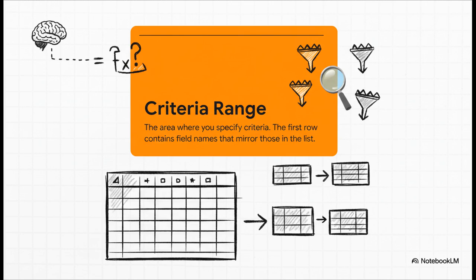All it means is you set up a separate little area on your worksheet where you physically type out the rules for your filter. This gives you way more control. For example, you could filter for sales reps in London or managers in Paris, a complex either-or question that a simple filter just can't handle. You can even use formulas as your criteria.